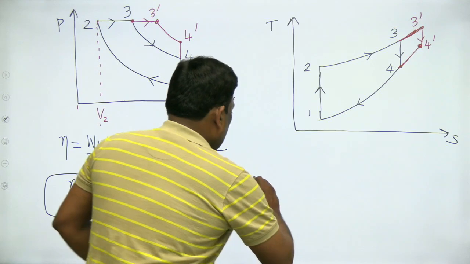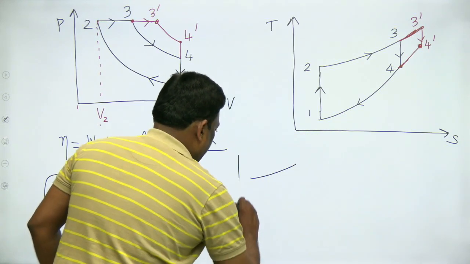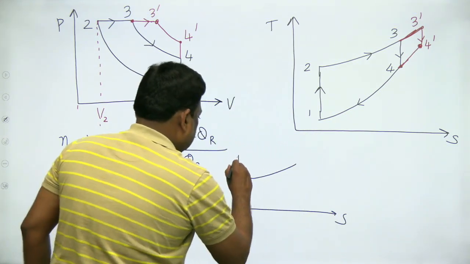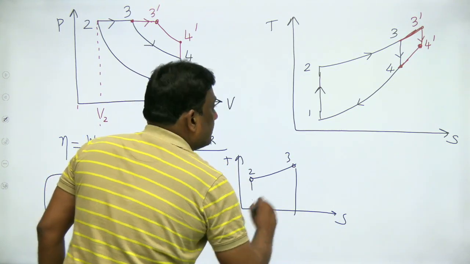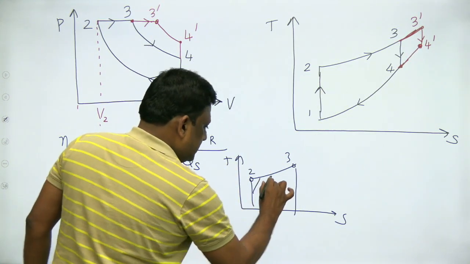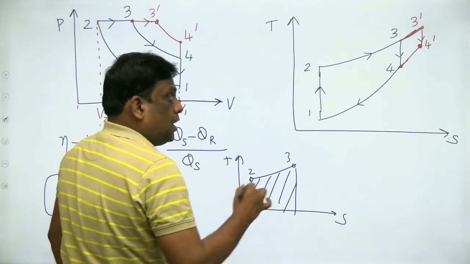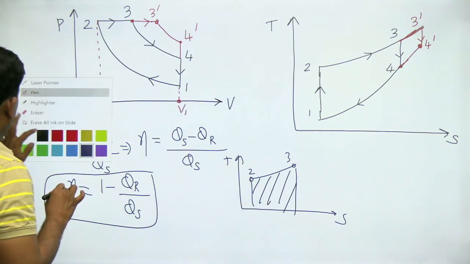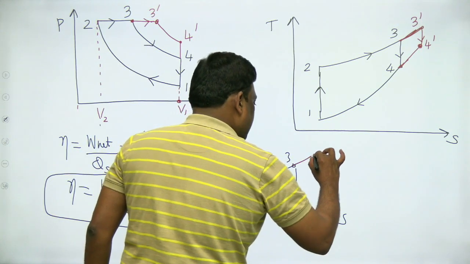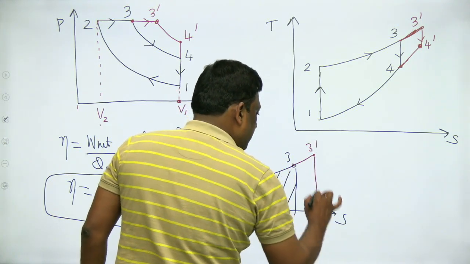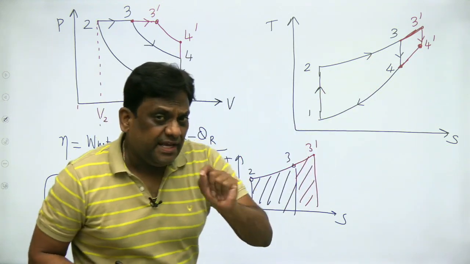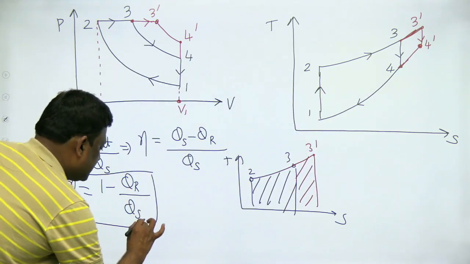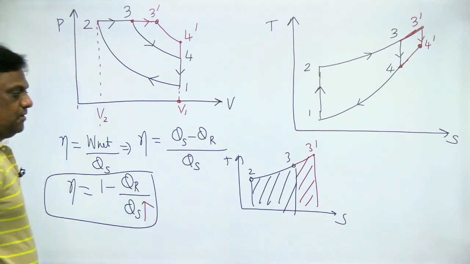Look, if I show you like this, this is the TS diagram. This is point 2 and this is point 3. So this area represents heat supply. Now I am supplying additional heat, so we extend it. Now this much is the additional heat supplied. So what is happening to the heat supply? Heat supply is increasing. Wonderful.